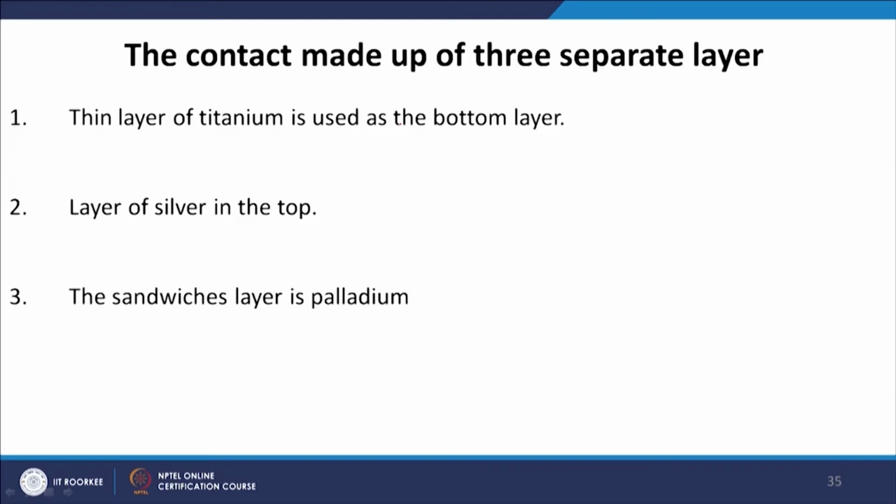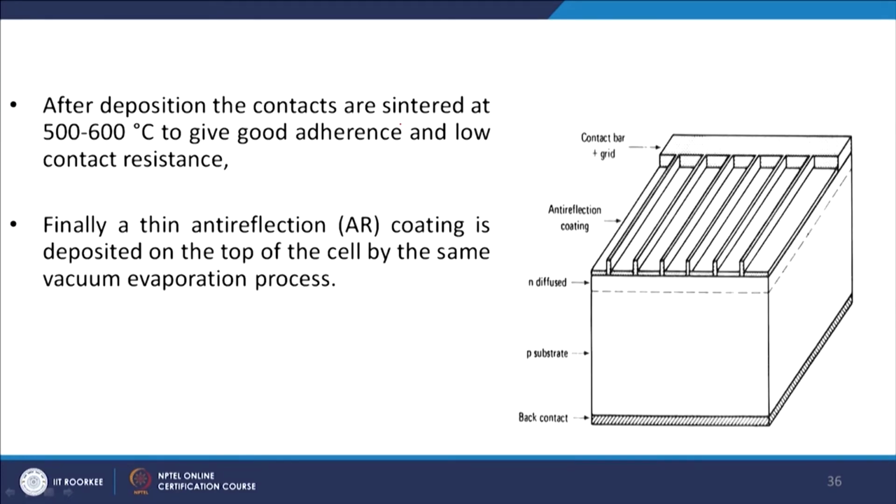The contact is made of three separate layers. The layer of titanium is used as the bottom layer, the layer of silver is the top and the sandwich layer is palladium. So, there are three layers we make as a contact layer. After deposition, the contacts are sintered at 500 to 600 degree centigrade to give good adherence and low contact resistance. Finally, a thin anti-reflection coating is deposited on the top of the cell by the same vacuum deposition method.